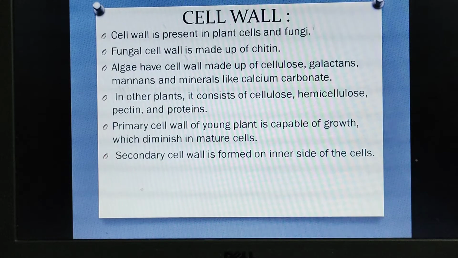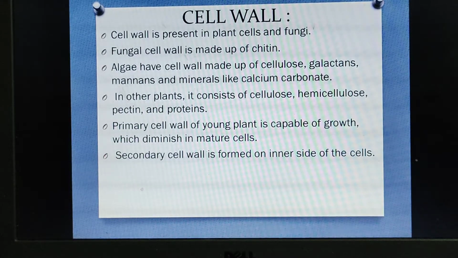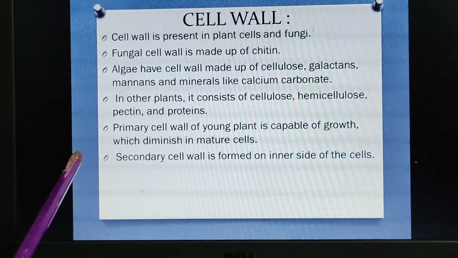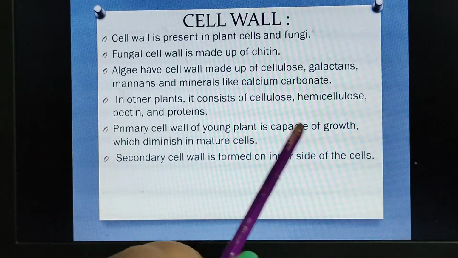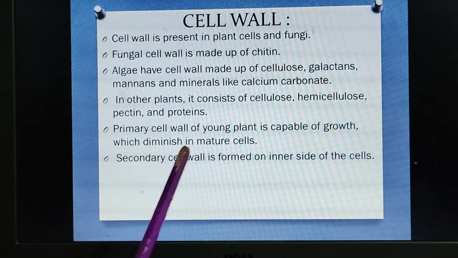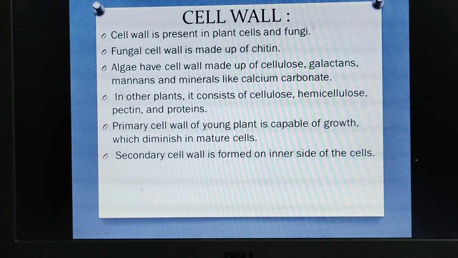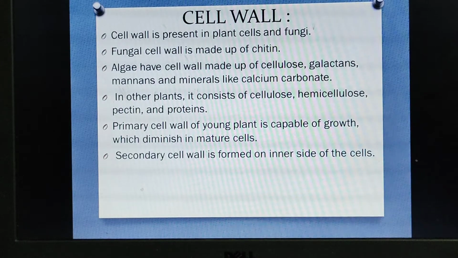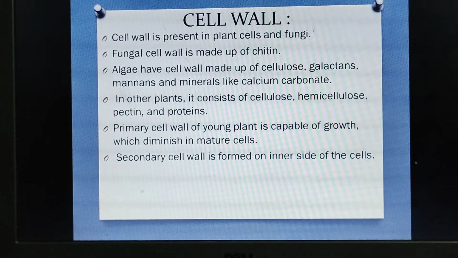ये जो भी compositions हैं, you need to learn. Fungal cell wall is made up of what? Algal and the plant. Fine, we need to learn them very thoroughly and very appropriately. Then the primary cell wall of the young plant is capable of growth, which diminishes in mature cells. As the cells become mature, the primary cell wall will diminish and the new secondary cell walls will be formed on the inner side of the cell wall.